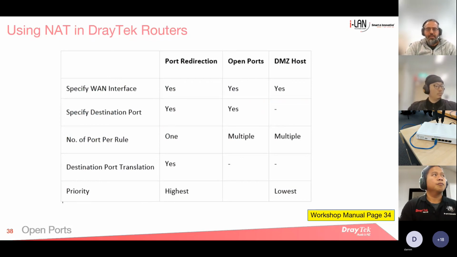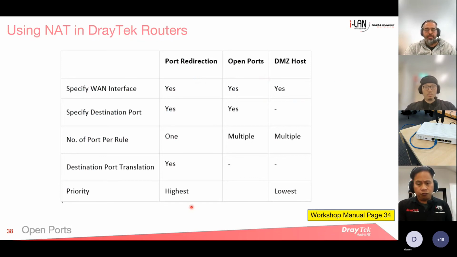Okay, so we've just covered three methods that are supported by DrayTek routers of port mapping, which can forward traffic on the router's WAN interface to a specific LAN host and make it accessible from the internet. These are port redirection, open ports, and DMZ. Also note the priority level of each method. For example, if you've got an incoming packet's port number, which matches a rule in both port redirection and open ports, then the packet will be forwarded into the local address as defined in port redirection.